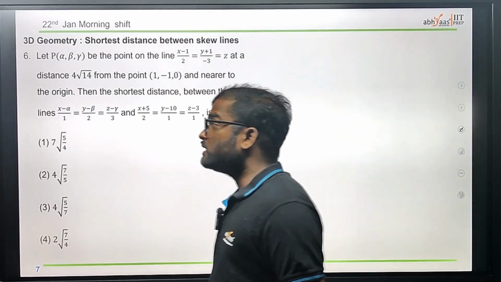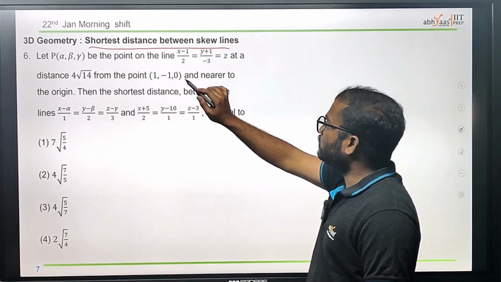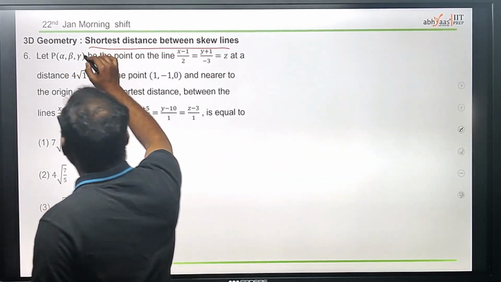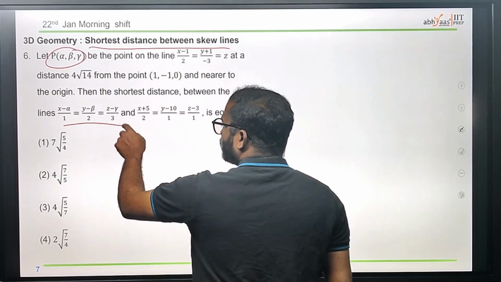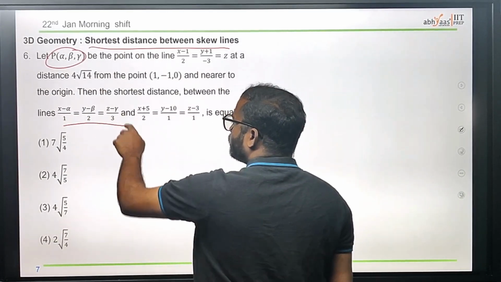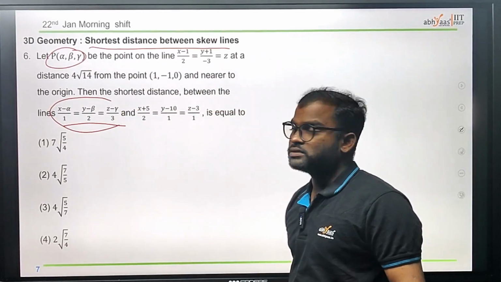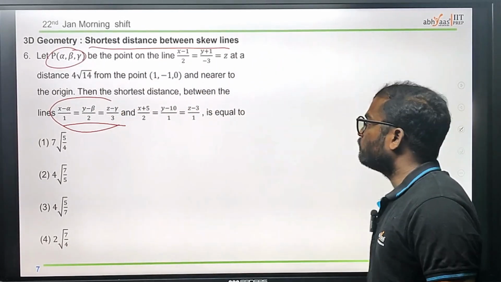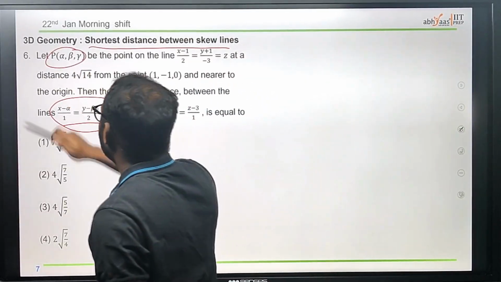We are on 3D geometry, shortest distance between skew lines. See here, they have given one point alpha comma beta. If you observe, we have alpha, beta and gamma. If we find these values, we can easily find the shortest distance by using the formula. Now the main goal is to find this point alpha, beta, gamma.